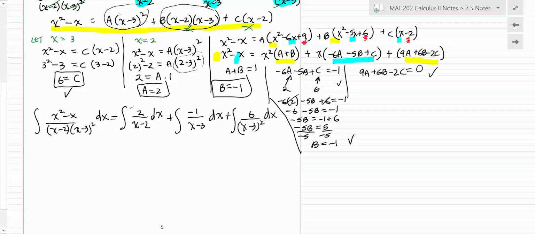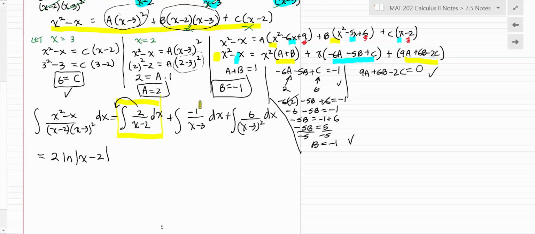Really, these first two you can do in your head. You're just bringing the 2 out. So that's 2 times the integral. Can you tell me what the value of that integral is? You want to do that in your head. It's ln absolute value of x minus 2, right? You don't have to do a U-substitution on that. You generally get lots of natural logarithm integrals on this.